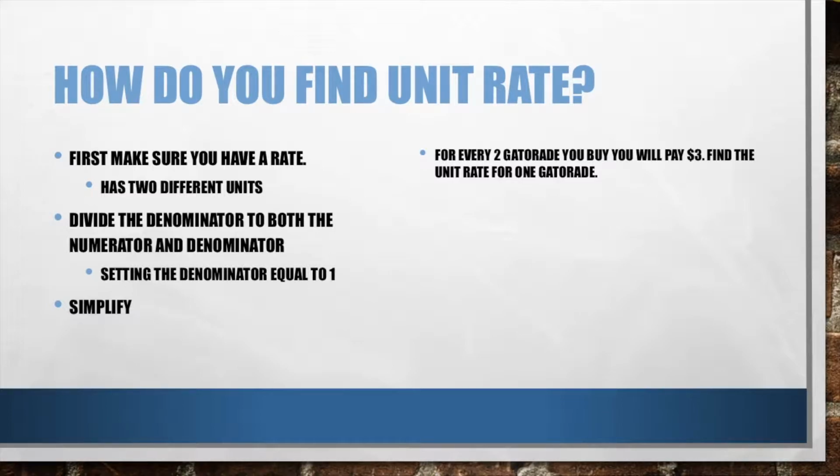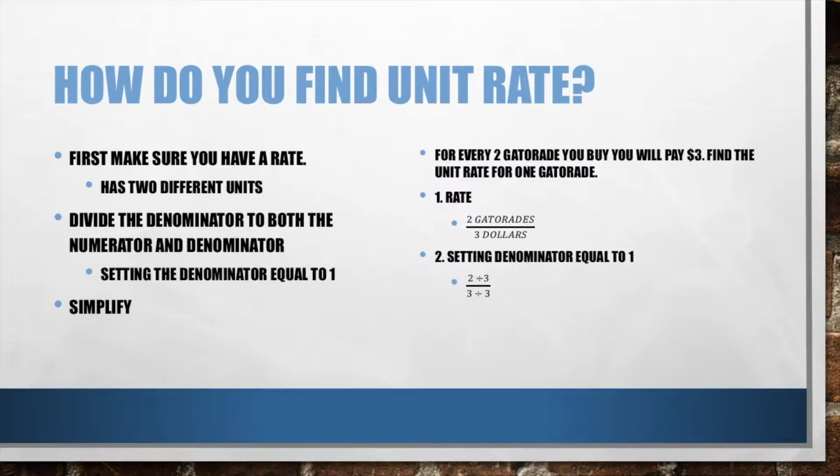So that's just the verbal explanation of how to do it. Let's look at a scenario. So we have our Gatorade ad. 2 Gatorades for $3. We're going to find out how much Gatorade we would get for $1. So we have to make sure we have a rate, and we do. 2 Gatorades for $3. There's our rate. We've stated it down. Simple enough. The next thing we're going to do is divide both the numerator and the denominator by the denominator number, 3. So we would have 2 divided by 3 and 3 divided by 3. When we do this, it sets the denominator equal to 1 because anything divided by itself is equal to 1. So 3 divided by 3 gets us 1.